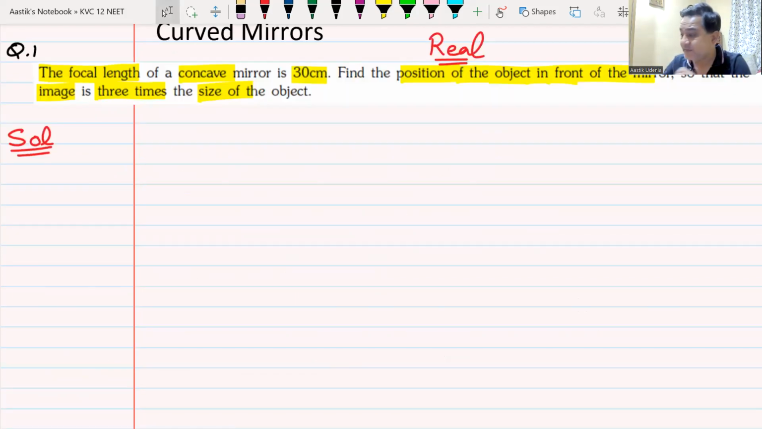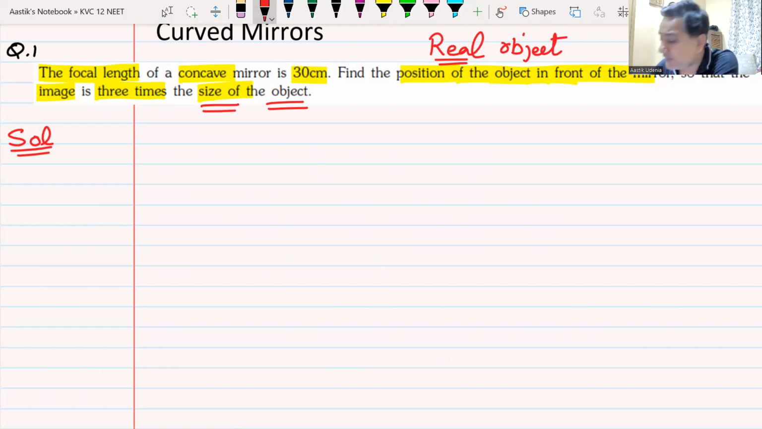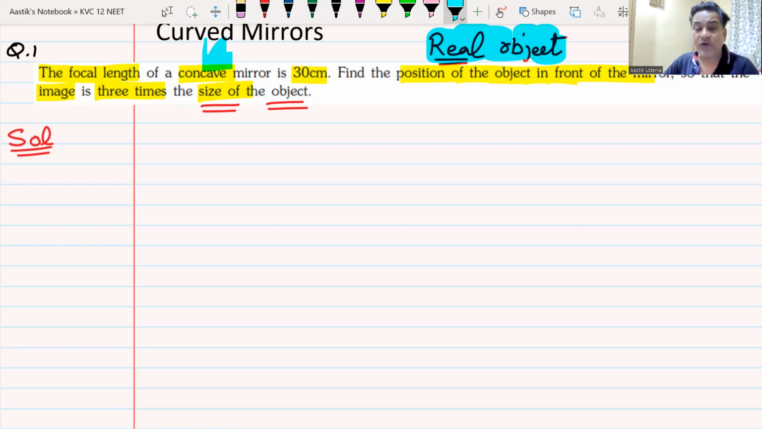Now, the real problem in this question was not which formula needs to be applied. The real problem was that the object was given as real, but nothing was said about the image. We did not know what type of image was there. So the real question was: what kind of image can a concave mirror form for a real object? Yes, beta. Real or virtual? It can form real as well as virtual.